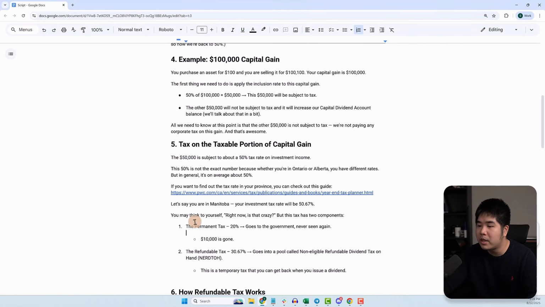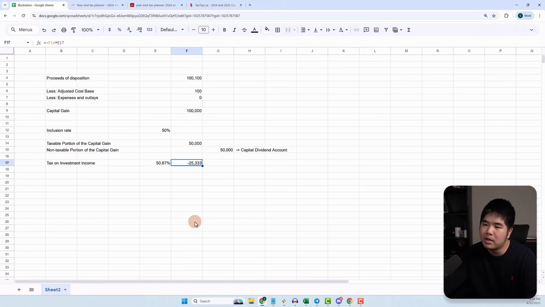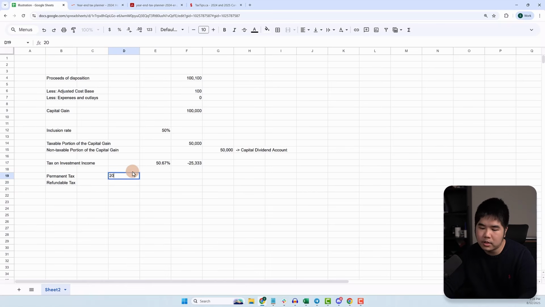But, and you may think to yourself that is crazy, but this tax has two components to it: permanent tax and refundable tax. The permanent tax is 20%. So 20% times $50,000. So this tax goes to the government and you will never see it again.